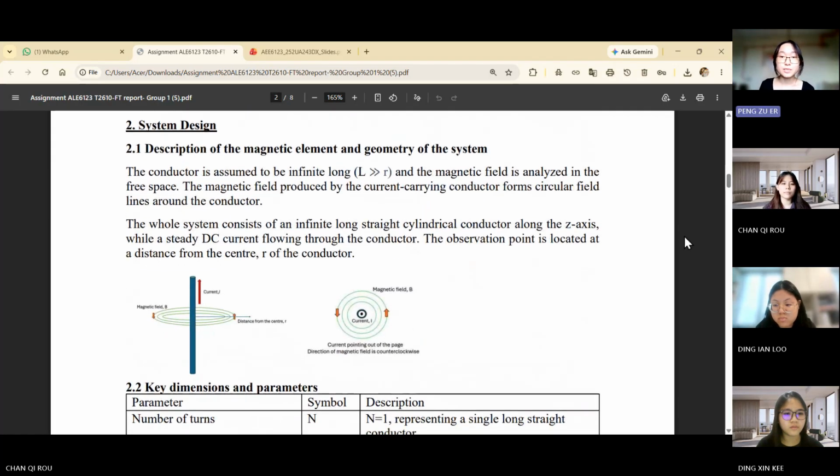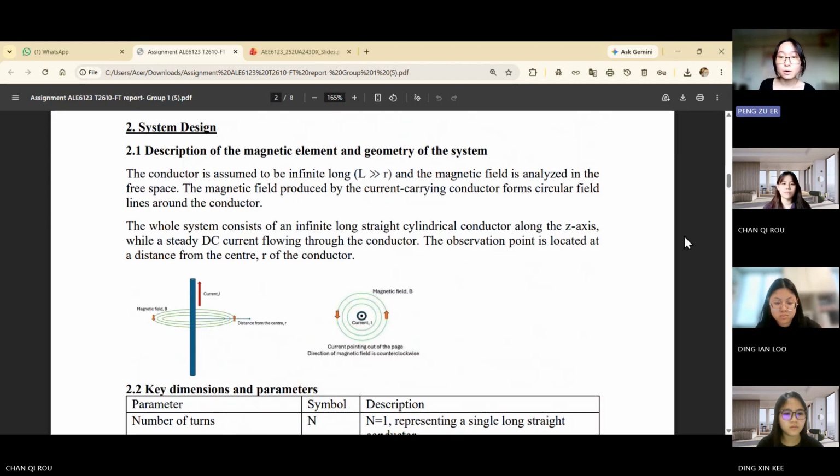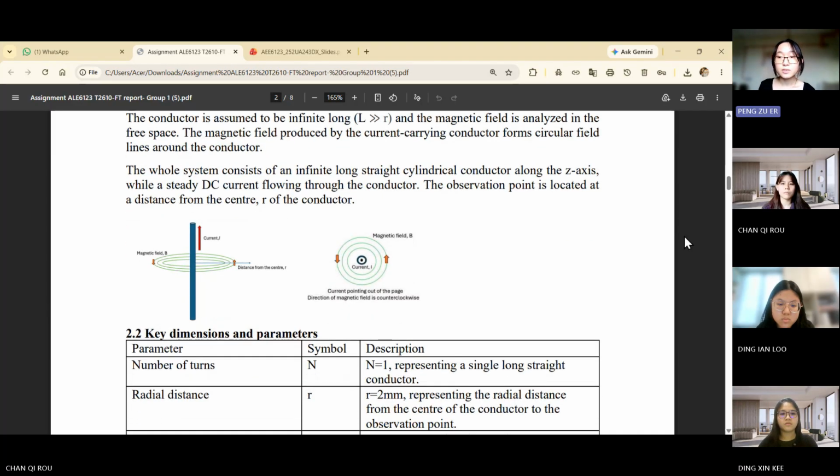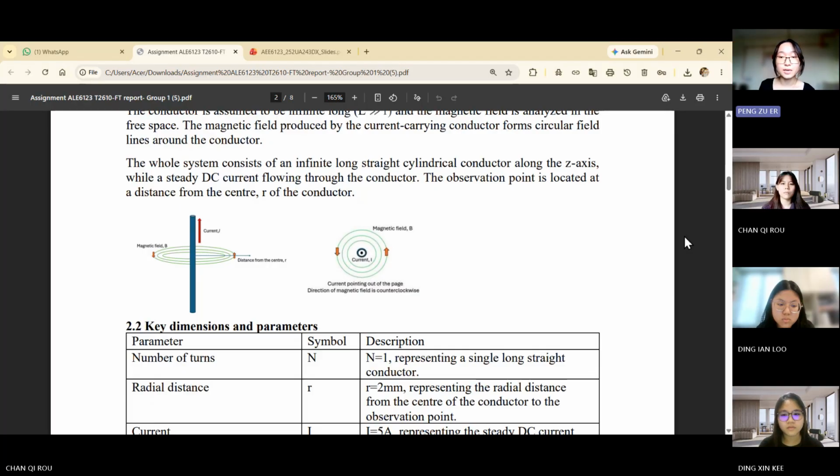Thank you, Yanlu. My name is Peng Zhu, and I will introduce our system design. First, the current carrying conductor is assumed infinitely long and in free space. The magnetic field produces circular field lines around the conductor. By using the right-hand rule, the magnetic field is in the counterclockwise direction. The current carrying conductor is along the z-axis, and the DC current is flowing through it, which produces the magnetic field. The observation point is located at radial distance r.